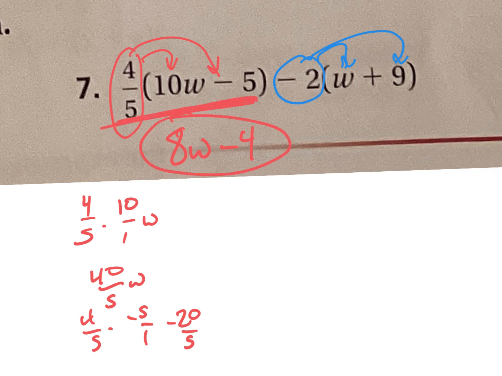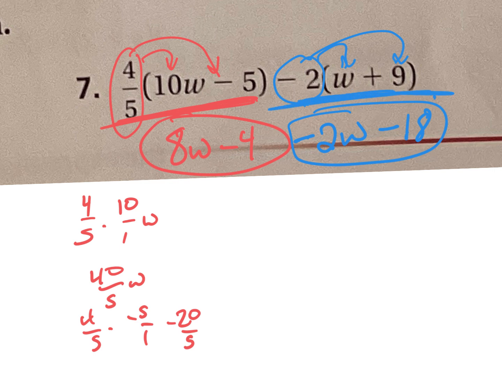Now let's go to the blue. Negative 2 times w is a negative 2w. And negative 2 times 9 is a negative 18. Okay, so that is this right here.